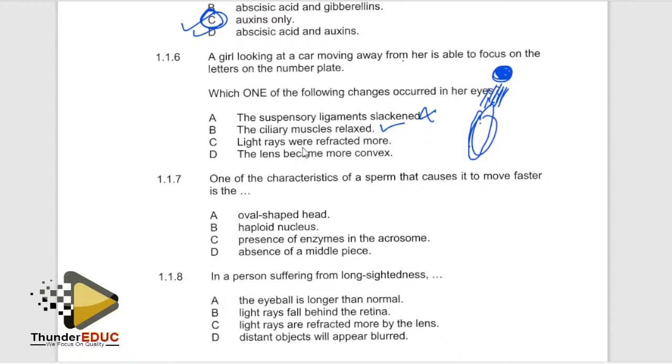The light rays are reflected more. No, because remember it is a far object. And then they are saying that the lens becomes more convex. It is a far object, it's not any object. Therefore, B becomes the most correct answer. This is for a far object; for a near object, this is a near object.